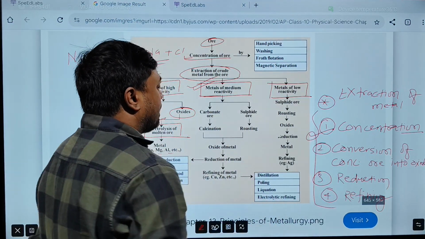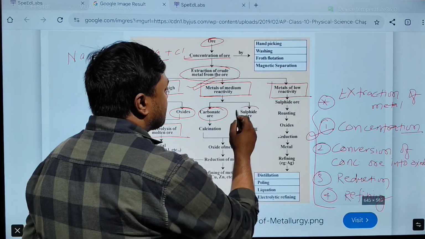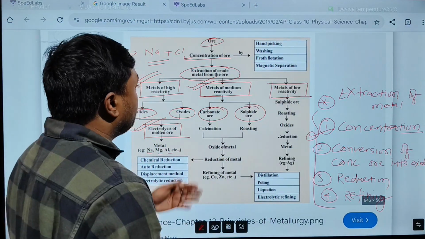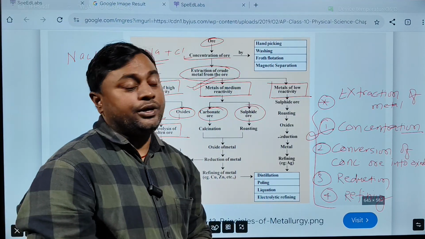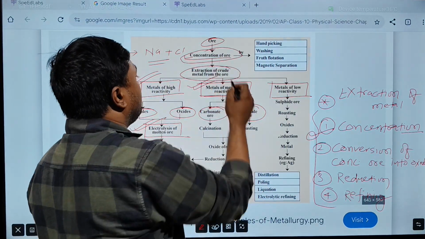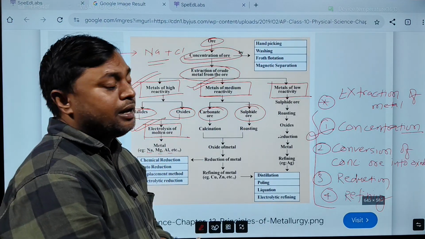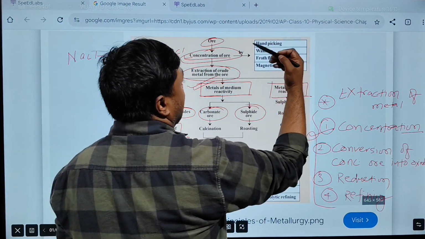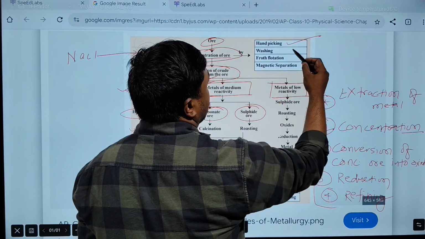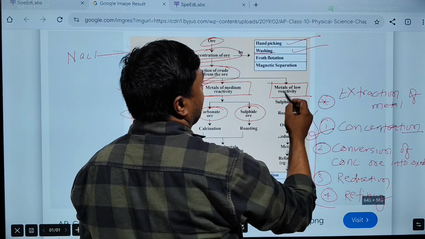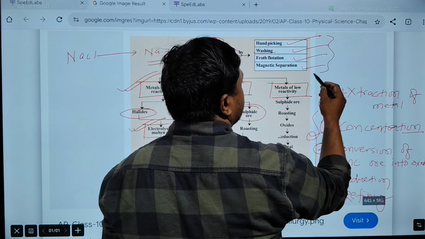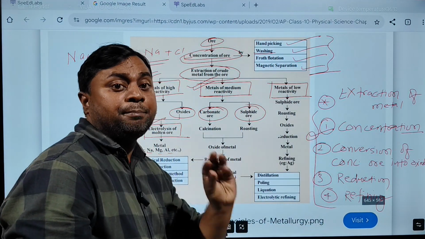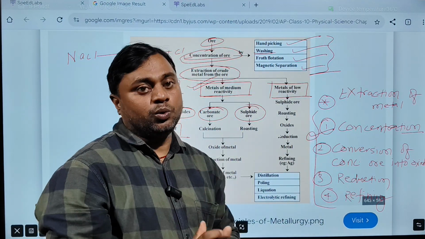Generally these ores are in the form of carbonate ores or sulfide ores. So we do the concentration of ore. Concentration of ore means the basic impurities are removed. Here you can see concentration of ore is done for all three types of metals. We have methods like hand picking, washing, that is called hydraulic washing, froth flotation, and magnetic separation. These are the methods by which we remove the basic impurities present in the ore.